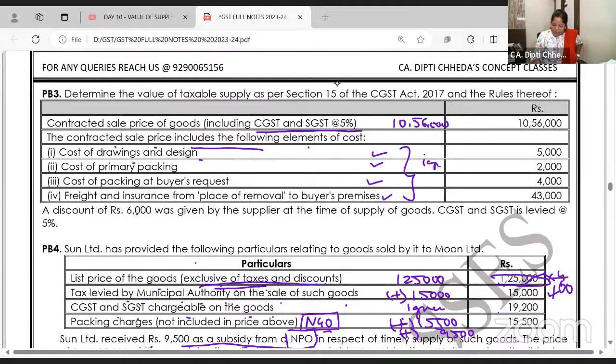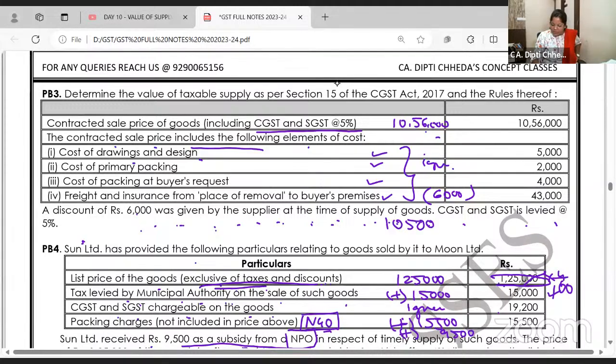So what we will do? Ignore. A discount of 6,000 was given by supplier at the time of supply. CGST, SGST levied is 5%. Okay. So this 6,000, this is the inclusive. Contract price inclusive of taxes. So this discount also given by the supplier at the time of supply and CGST is levied. We'll take it as inclusive. So discount to minus hoga na? Kyun minus hoga? Because it was given at the time of supply and it is included.